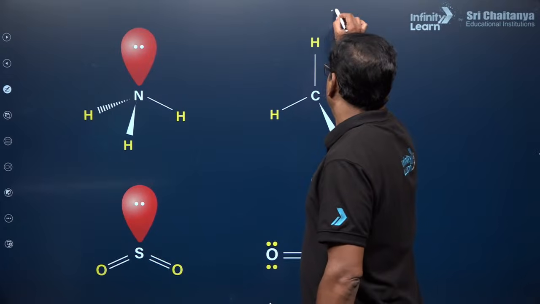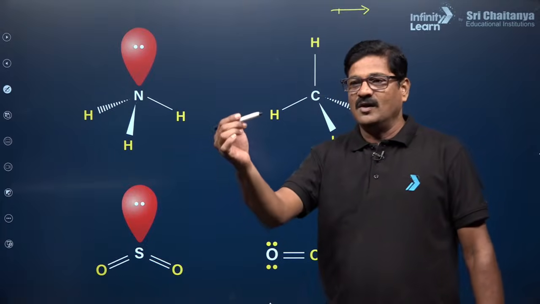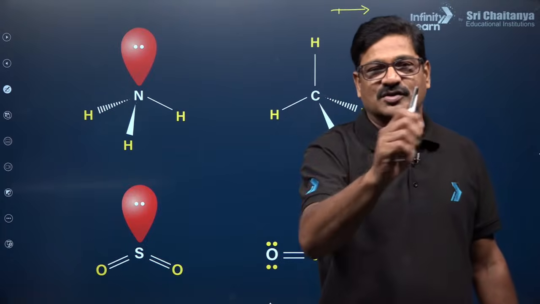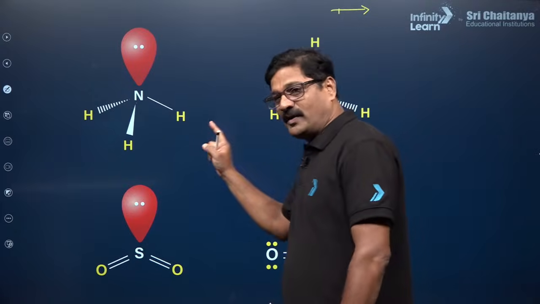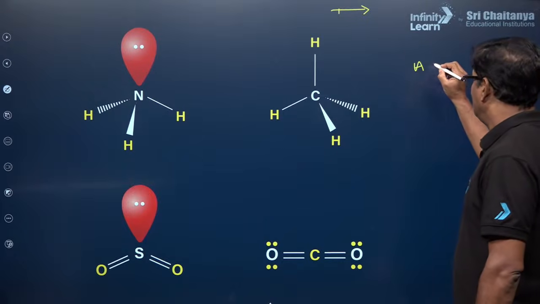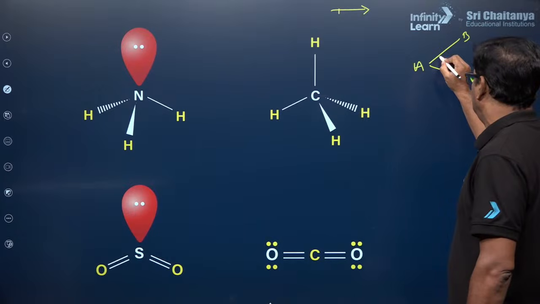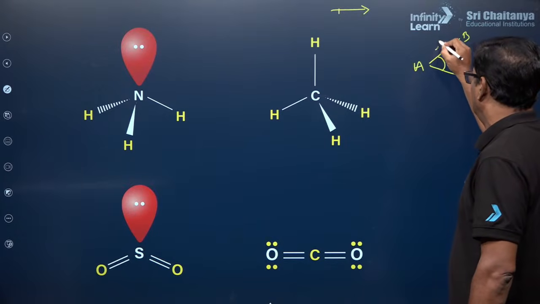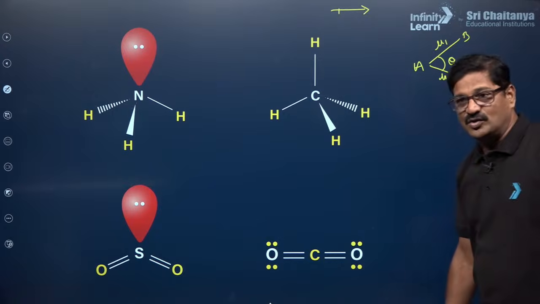Dipole moment is indicated with an arrow mark with the tail cut. Always show this arrow mark towards the most electronegative atom. Dipole moment is a vector quantity. Let A be an element with B and C as the bonds, and the separation is theta, and this bond moment is mu1 and this bond moment is mu2.